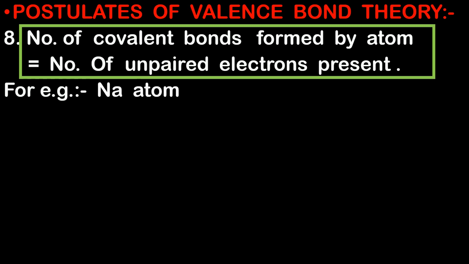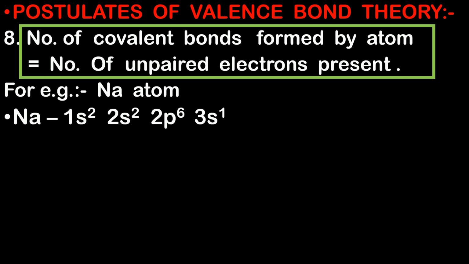So let us consider an example of the sodium atom. So what is the electronic configuration of sodium? The electronic configuration of sodium is nothing but 1s2, 2s2, 2p6, 3s1. Now what is the highest energy level over here? Obviously 3 is the highest energy level over here.